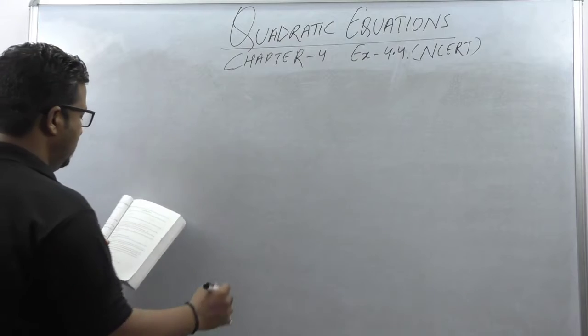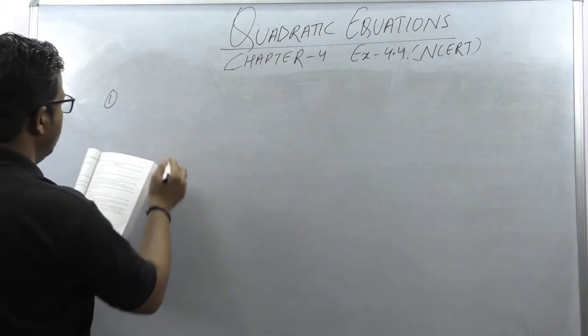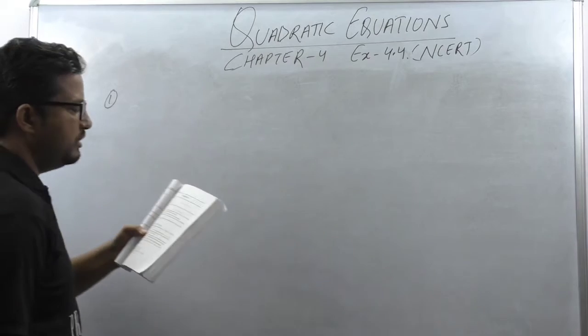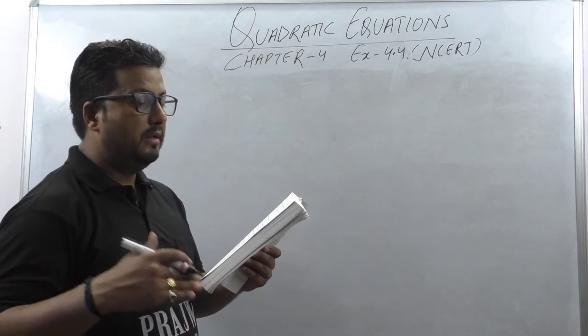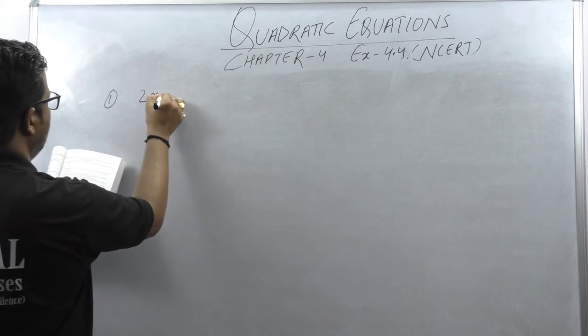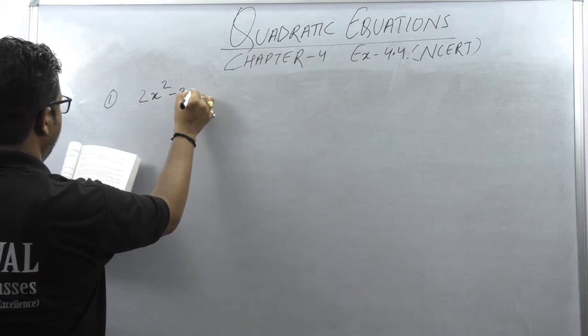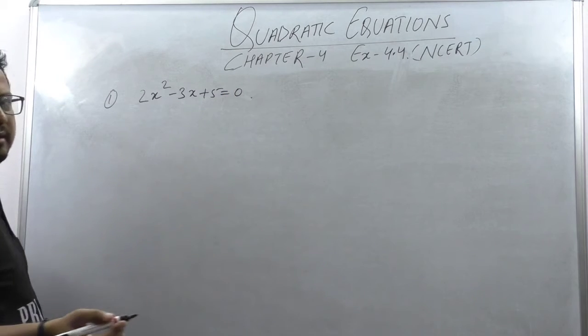So if we see exercise 4.4 of quadratic equations, it is given to you: find the nature of the roots of the following quadratic equation, and if real roots exist, find them. The first equation is 2x² - 3x + 5 = 0. Now we have to find whether the roots are real or not.